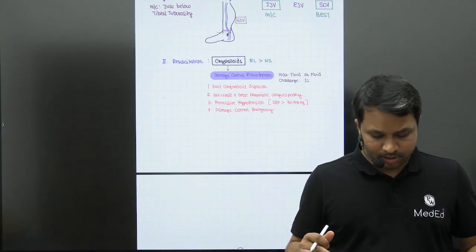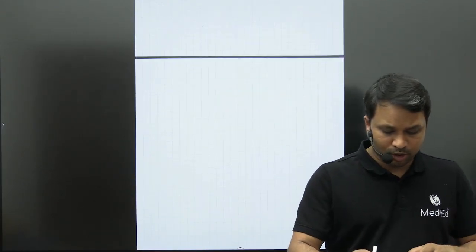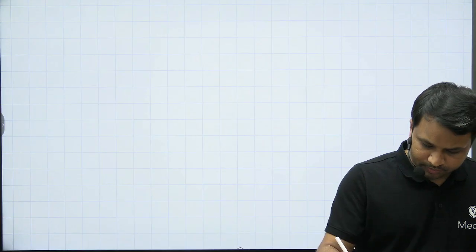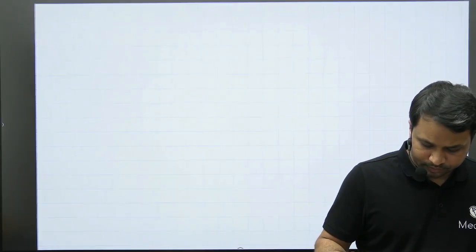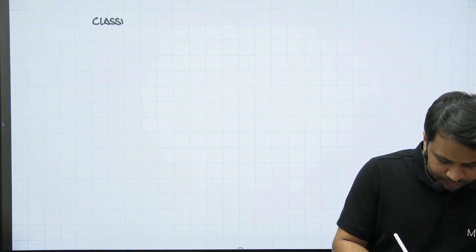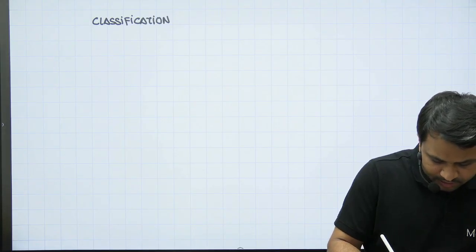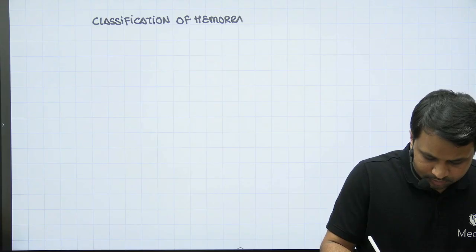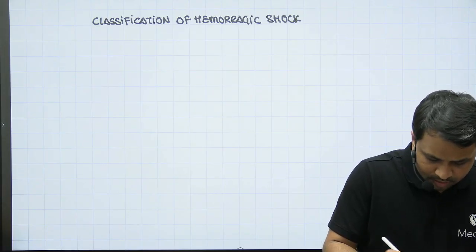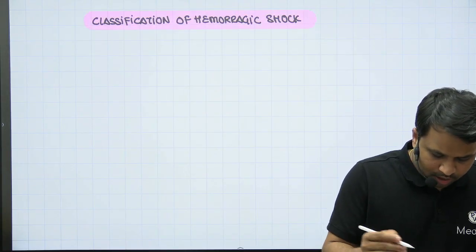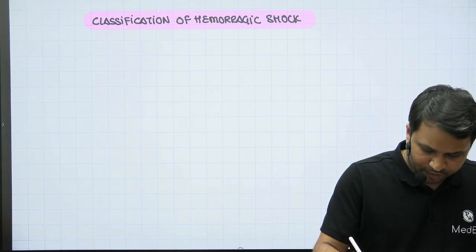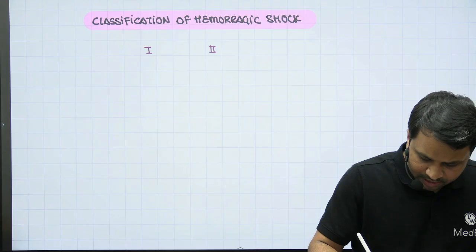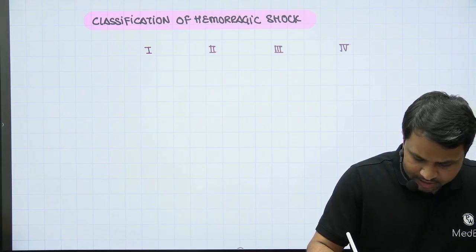Now, to answer all these problems, I would like to talk about how the blood loss or the volume loss will create more problems. So we'll talk about the classification of hemorrhagic shock, right? We can divide them into different classes. So we have class 1 hemorrhagic shock, class 2 hemorrhagic shock, class 3 hemorrhagic shock, and class 4 hemorrhagic shock, right?